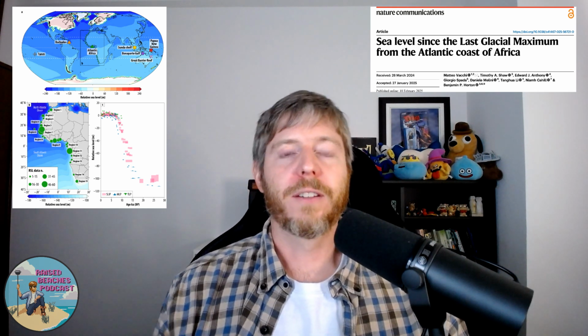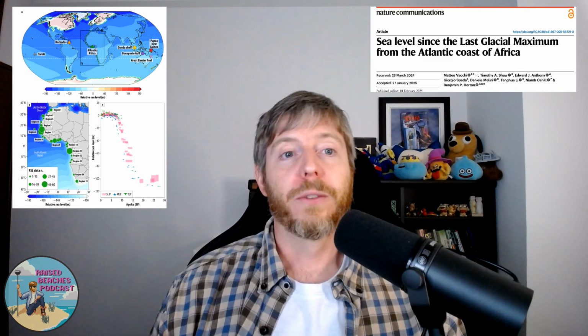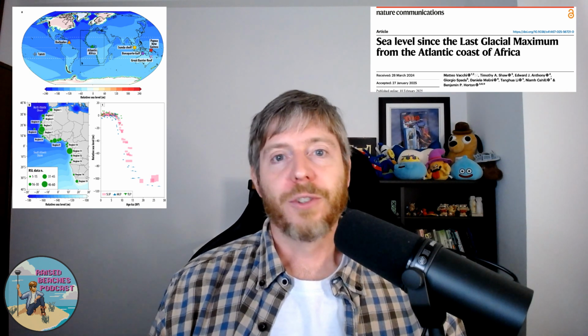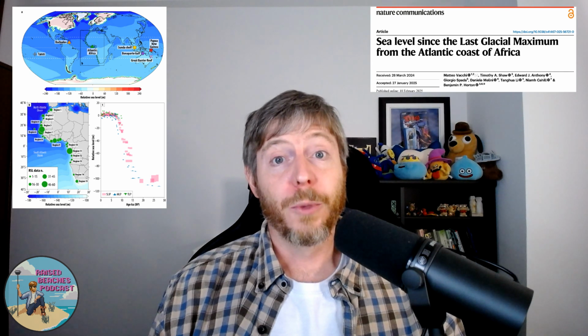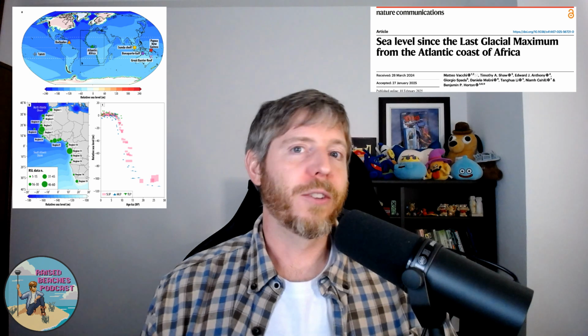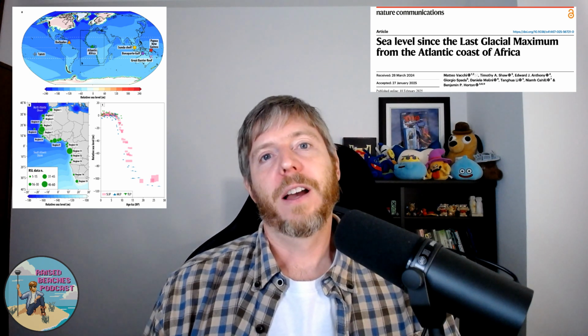And these data are from around Cameroon, and it suggests that in that area, sea level was between about 100 and 110 meters lower than present during the last glacial maximum. And this is a bit higher than estimates in some other parts of the world, and that's likely a result of its proximity to the northern hemisphere ice sheet.